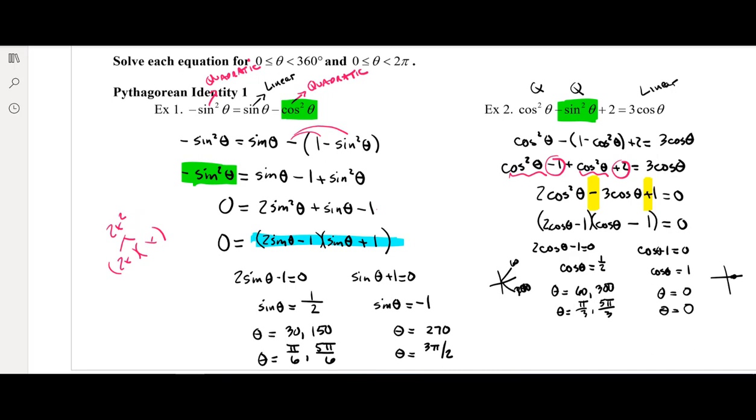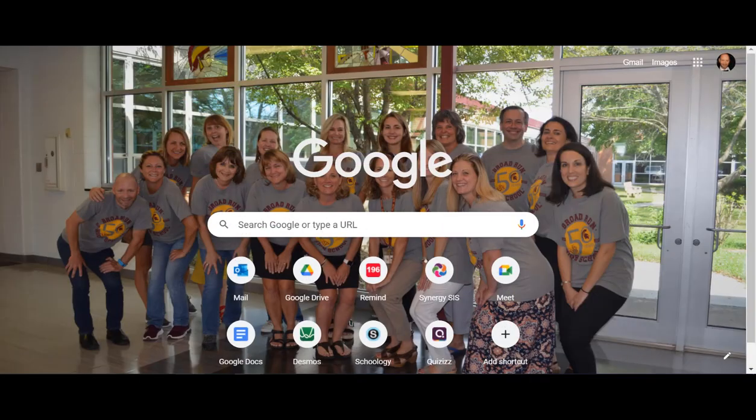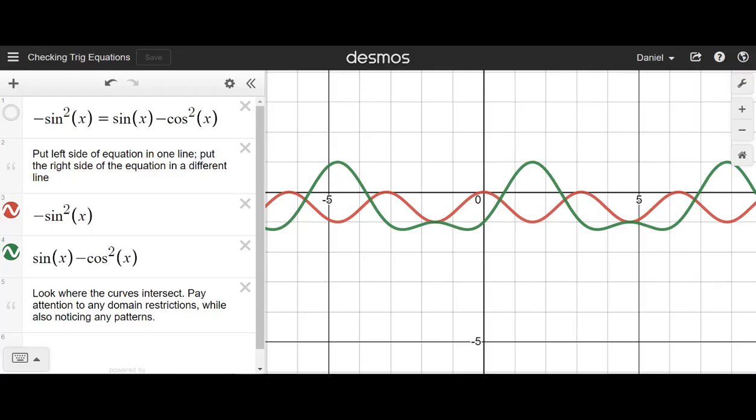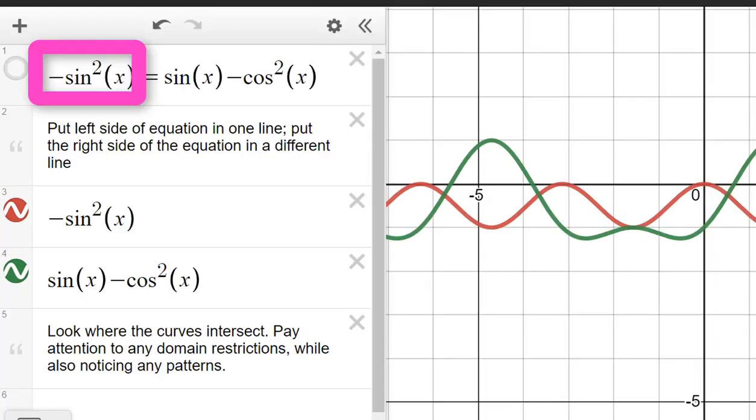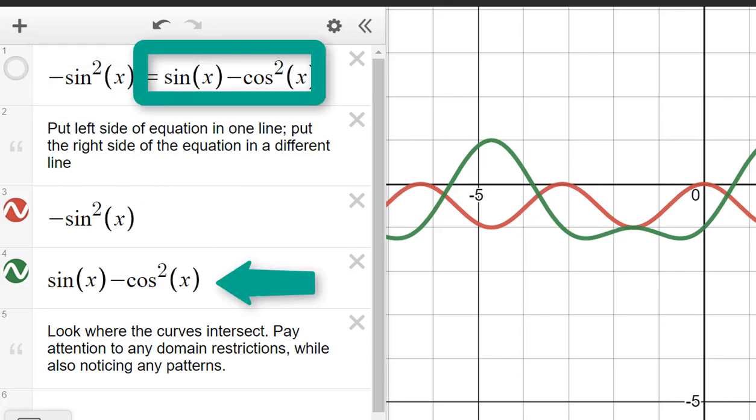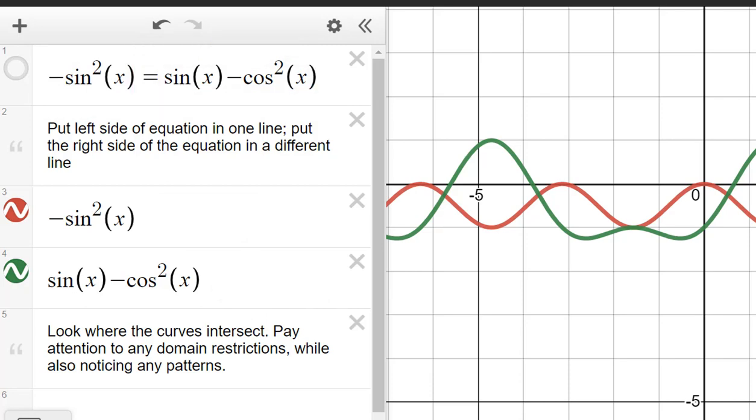But let's go ahead and take a look at Desmos, and I'll show you how to do this using Desmos. What we're going to do is take the left side of the equation, negative sine squared x, and put that in one line. And then the other side of the equation, sine x minus cosine squared x, is going to go in the other line. So you're going to have two different lines, one for the left side of the equation and one for the right side. Now when you put those in, you'll get these two curves here. One of them's in red, one of them's in green.